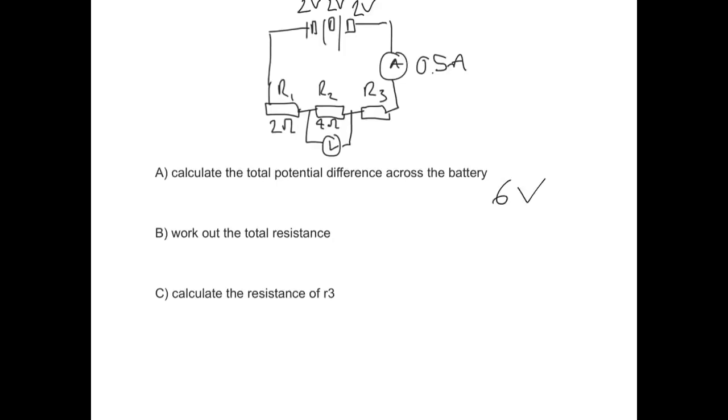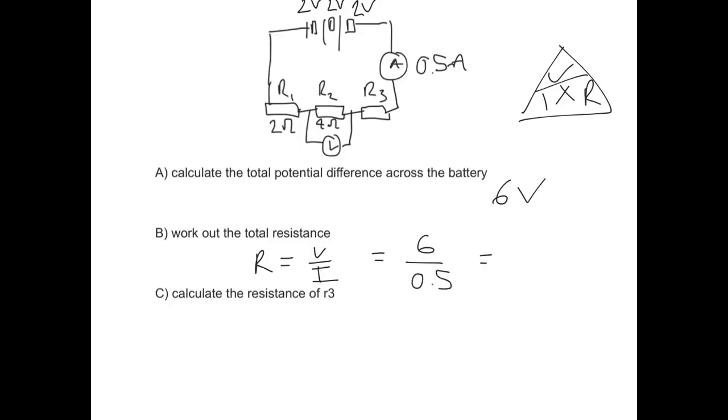So it'd be tempting here to try and add up all the resistances of the individual resistors. You can't do that because you don't know the resistance of resistor 3. So we're going to have to do this a different way, and we're going to use this equation triangle. So resistance is V divided by I. The V is 6, which I just worked out. I is 0.5, given by the ammeter, and therefore the answer is 12, and the units are ohms.